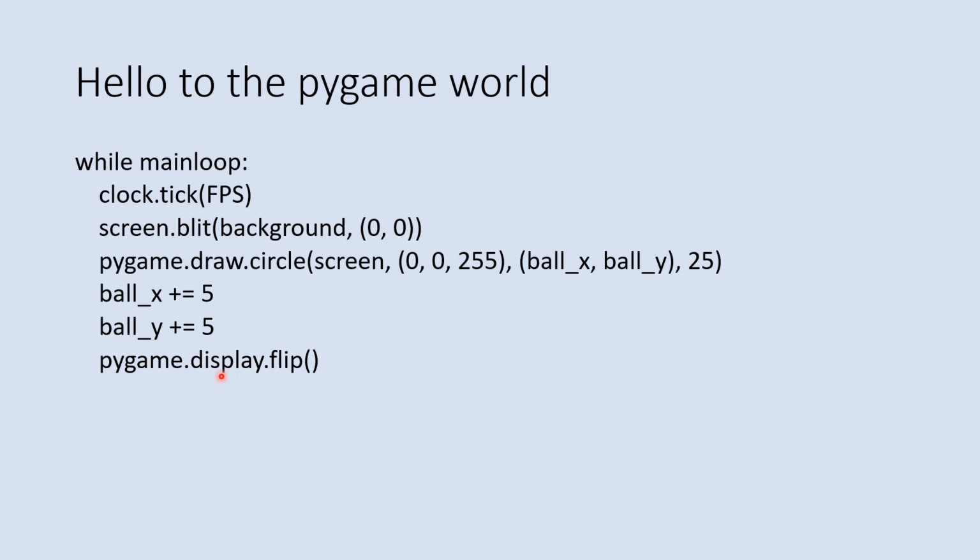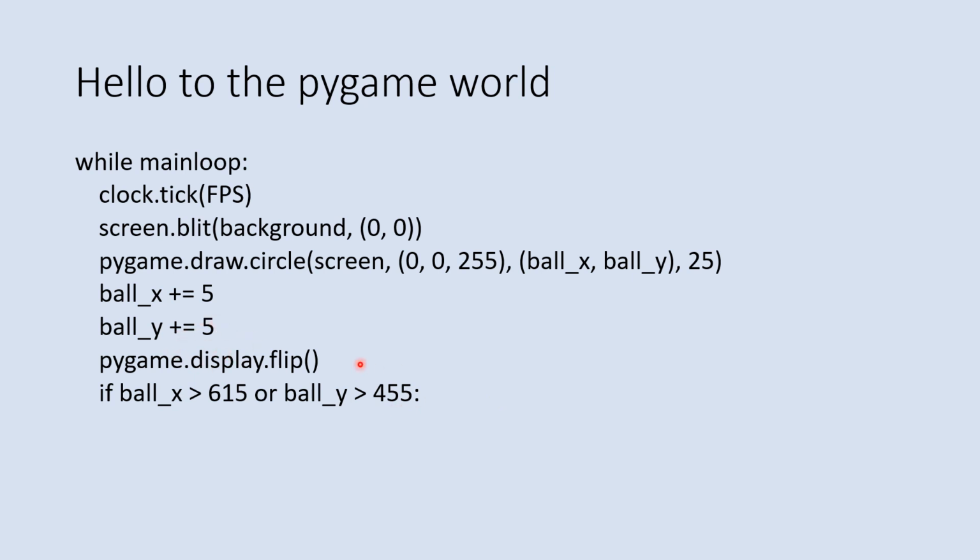Now, there's a couple of other options that we'll see later, but for our purposes right now, we will just flip, and that will basically show the whole page again, and then the whole next page, and the whole next page, and so on. All right, and so if we were to save right now and run, this will work. We will see a ball, and we will see it moving across the screen.